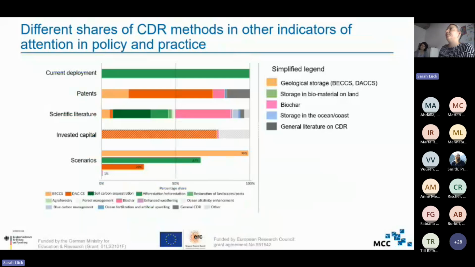and last, what I want to show you is the different share of CDR methods for different indicators. Here is the scientific literature that I talked about from my map, but we got different data from the State of CDR report, the recent first edition, and we see the current deployment does not look at DACCS. We have 1% here, which is novel CDR, but most of it is afforestation. Patents focus on the new technologies, BECCS and DACCS. And also the scenarios do not capture biochar at the moment. They are not implemented in this scenario yet. I know it's going to change, but at the moment we don't see that yet.